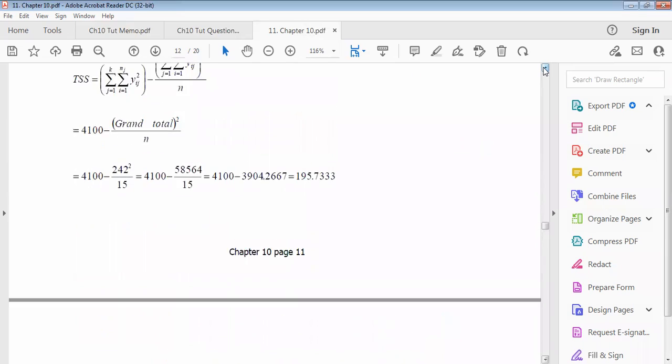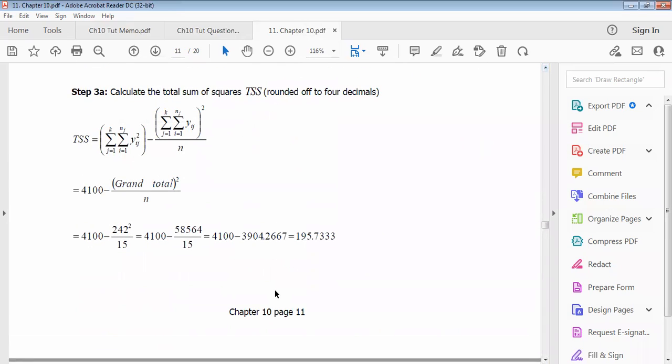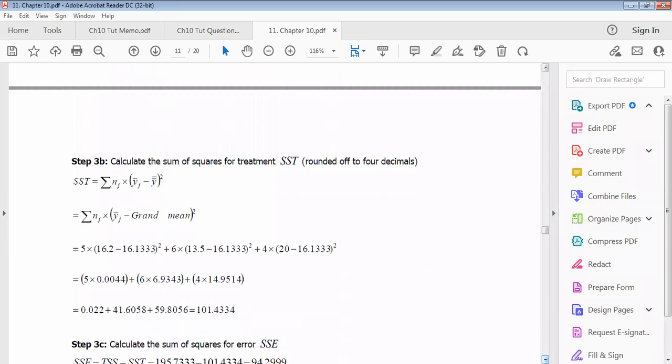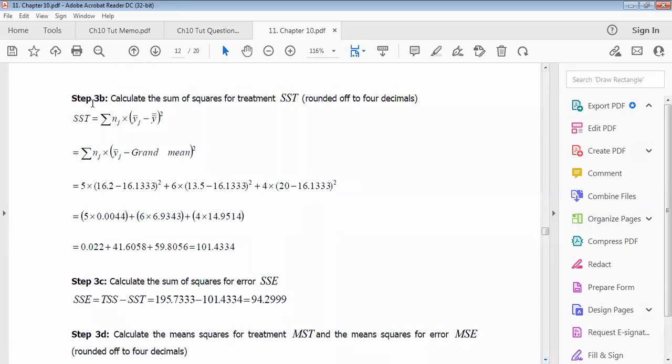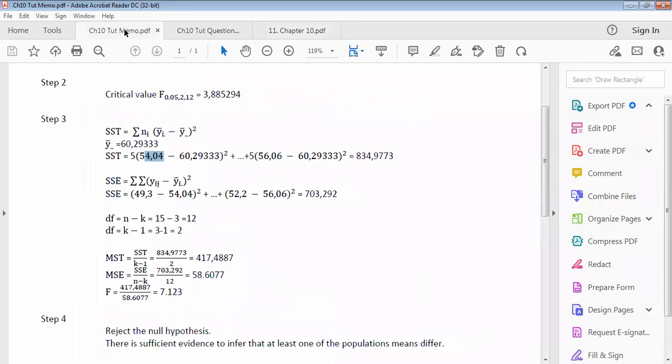The most important thing is to find your TSS and your SST. You just subtract the SST that you find on step 3B from the TSS to find the error. That's the sum of squares of the error. Also on the memo, if you receive the memo, you see that it's just a subtraction of the two.